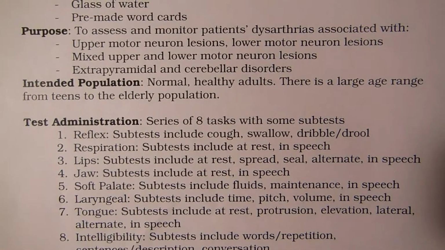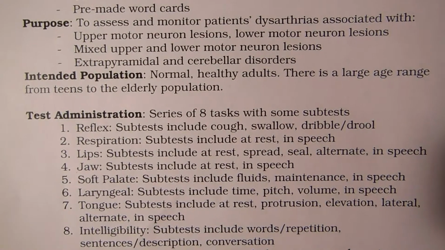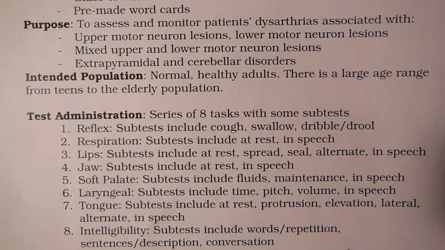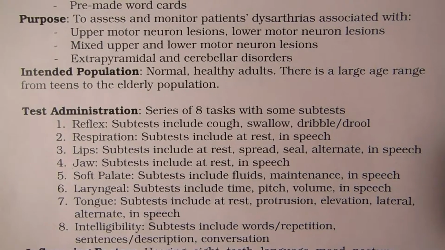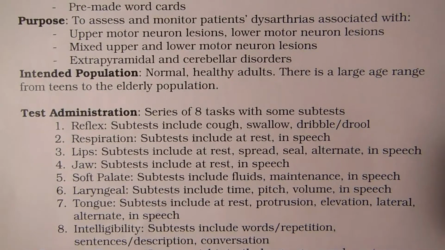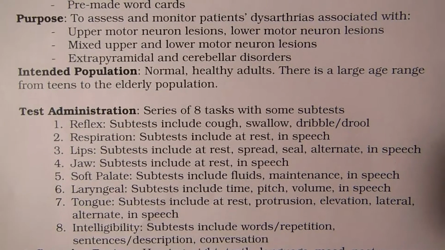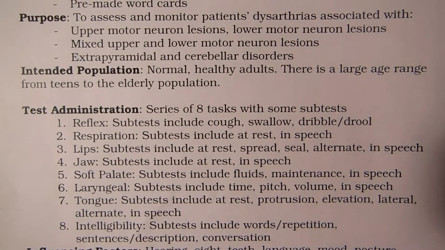The subtests include the lips at rest, the lips spread, the lips sealed, the lips alternating, and the lips during speech. The fourth test has to do with the jaw. The subtests include the jaw at rest and the jaw during speech. The fifth test is about the soft palate, and the subtests include fluids, maintenance, and the soft palate during speech.